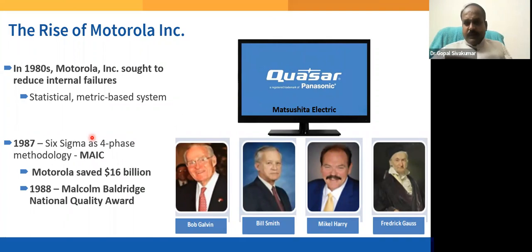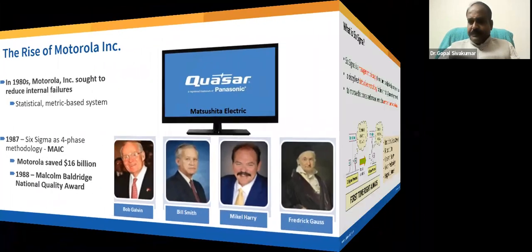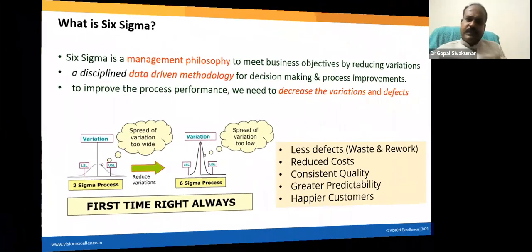Later on, the 4 phases became 5 phases. D was added in front of it. MAIC has become DMAIC. In 1987, it was MAIC, but in 1995, it became DMAIC. And you are going to master DMAIC as part of the Six Sigma certification training program. It happened in General Electric in the year 1995. So now comes the question, what is Six Sigma?